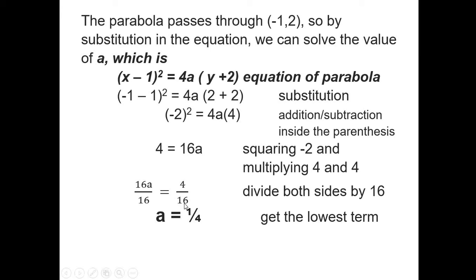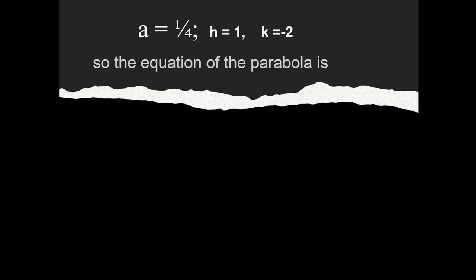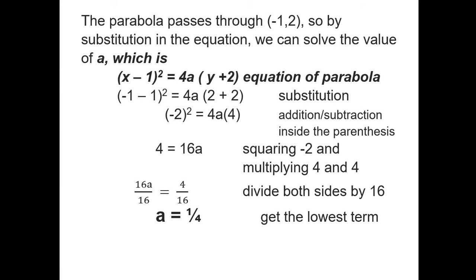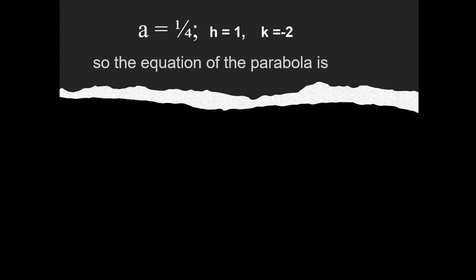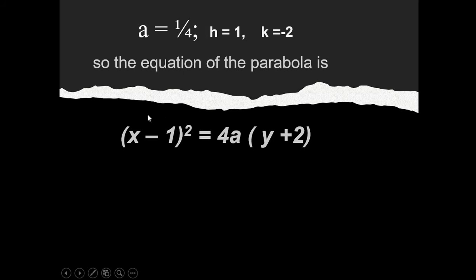So, not all the time, whole number yung value ng a. Basta positive siya, pwede rin siyang fraction. So, meron tayong a, 1/4. Meron rin tayong h, which is 1, k, negative 2. So, what is now the equation of the parabola? Okay, substitute na natin dito.